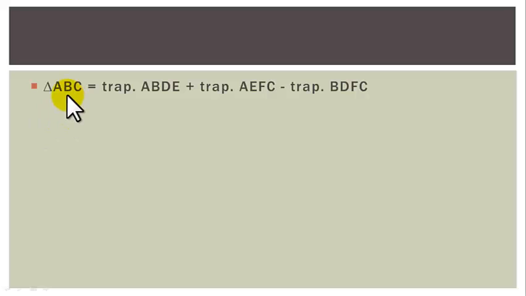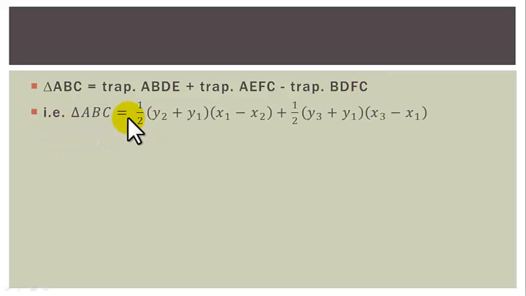Therefore, area of triangle ABC is equal to area of trapezium ABDE plus area of trapezium AEFC minus area of trapezium BDFC, which is equal to half into (y2 plus y1) times (x1 minus x2) plus half into (y3 plus y1) times (x3 minus x1) minus half into (y2 plus y3) times (x3 minus x2).